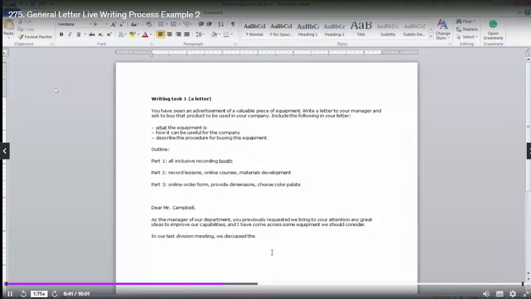Right now, if you notice, I said this equipment fits the bill. That's more colloquial language, but it's okay here. I don't want to do it too much, but it's okay here because this is a semi-formal letter. If this were a formal, really formal letter, I wouldn't put something like fits the bill. I want to say it is, or I don't want to say it's.